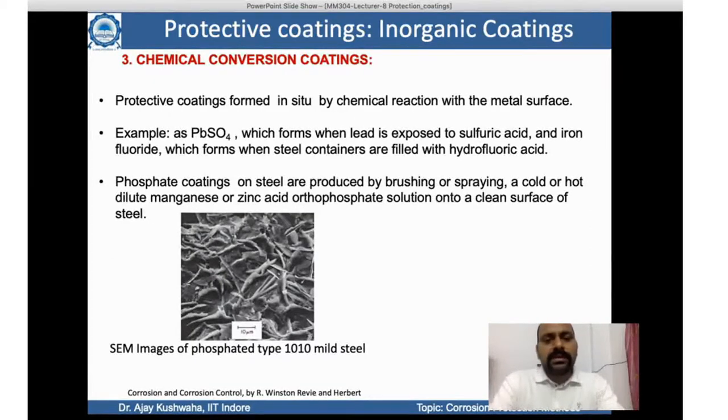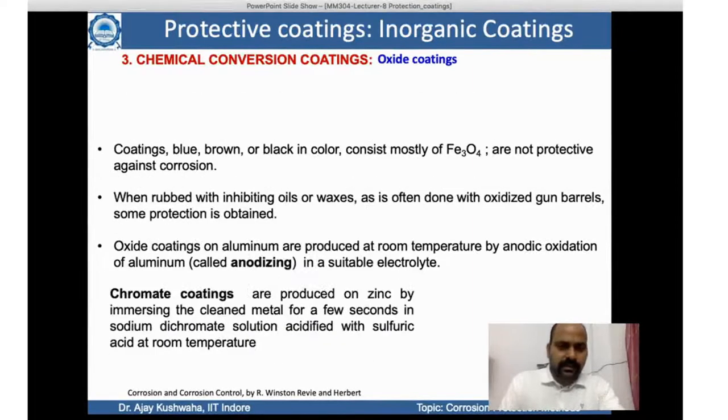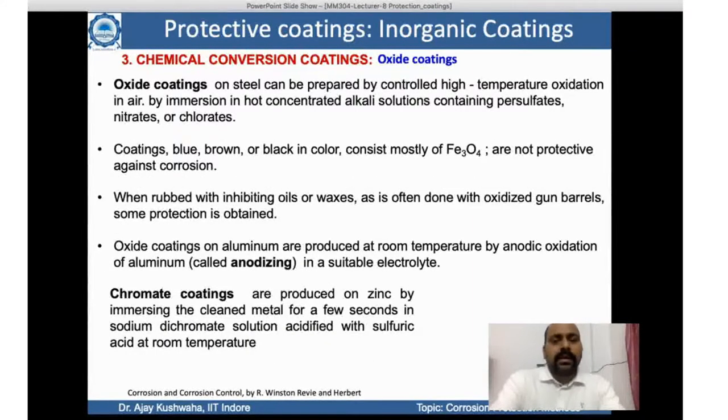Phosphate coatings on steel are produced by brushing or spraying a cold or hot diluted manganese or zinc acid orthophosphate solution onto a clean surface of steel. So under the chemical conversion coating, we can have different materials. One may be the oxide coatings. So oxide coating, let's say iron oxide or tin oxide or titanium dioxide.